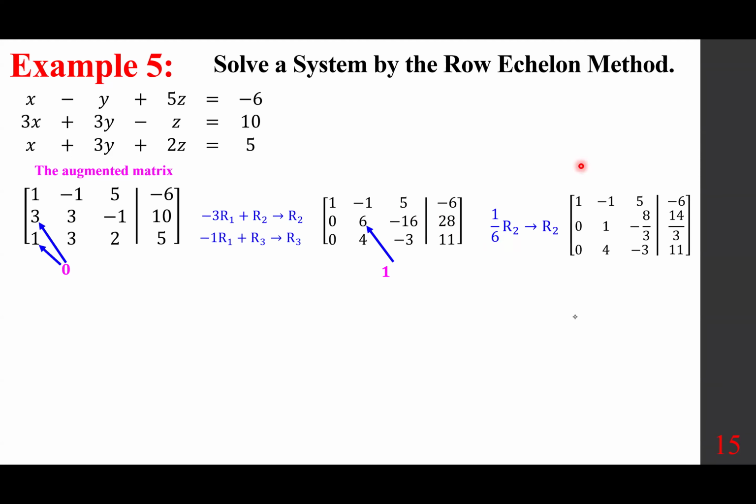So divide this second row by 6. So look at the first column, we are in good shape. Look at the second column. 1 is good. If we want row echelon form, this is not good. We have to change this into a 0. So the next step is to make this guy 0.